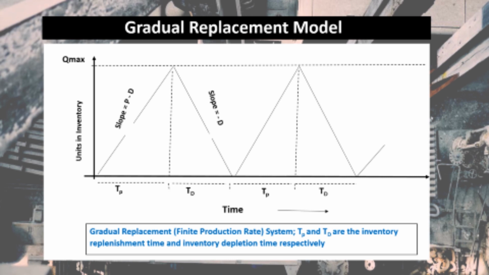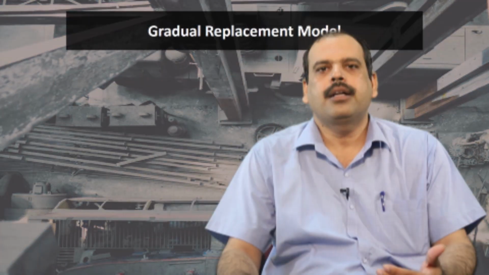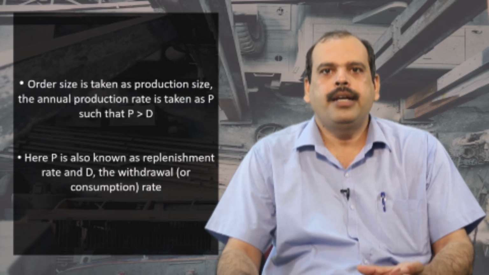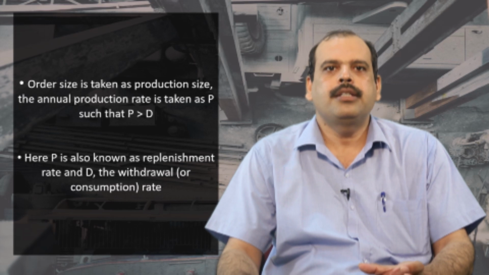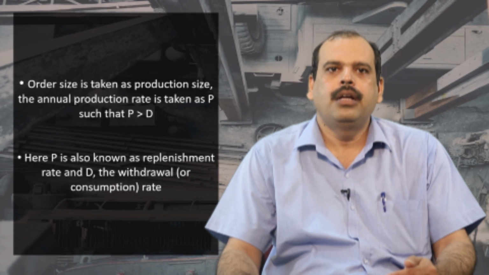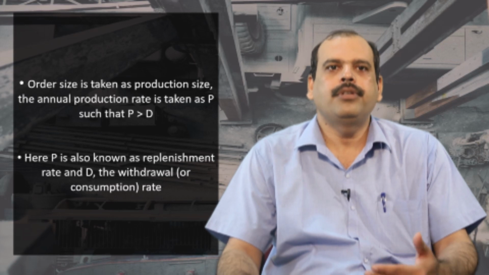And this is what exactly happens in the replacement model. EPQ realistically shows that inventory gradually builds over a period of time because production and consumption go side by side, where the production rate is higher than the consumption rate. So the order size is taken as the production size and the annual production rate is taken as P, such that P is more than D. Definitely your production rate has to be more than the consumption rate, otherwise there is a situation of stock out.